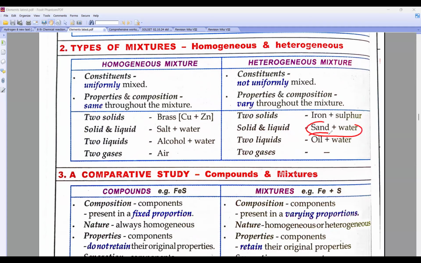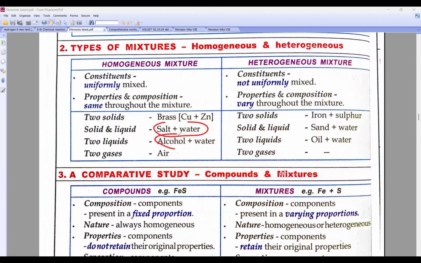Sir, can you explain true solution? True solution means what, beta? If you take water and you add salt to it and you stir it, what will you get finally? You'll see only water, no, beta? You will not see salt in it, no? So it is a homogeneous mixture. That is a true solution. Okay? That's all.